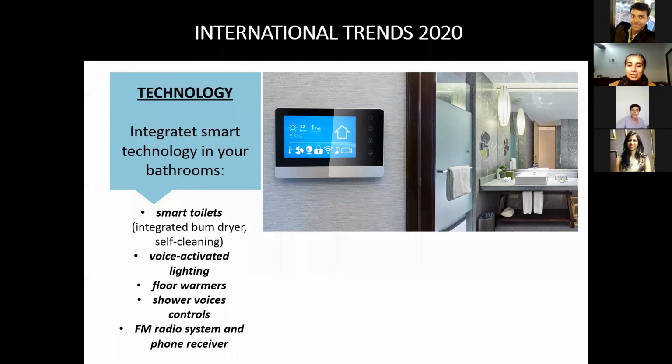Then, of course, we have the voice-activated lighting, floor warmers, shower voice controls, FM radio system, phone receivers. We all are using Google Homes and Alexas in our home, and we can integrate that in a very smart way and make our life much easier and more fun, actually.